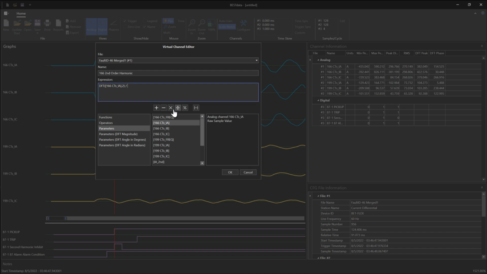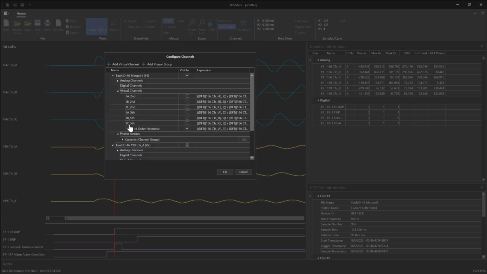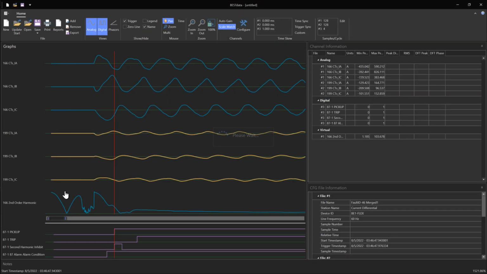Now I'm going to divide that by the fundamental, so I do the same thing, grab the same channel, but this time I'm going to be looking at the first order, so I put a 1 in there. And lastly, for this particular algorithm, I'm going to multiply it by 100, so my percentage comes out as a number from 0 to 100 instead of 0 to 1. So once I click OK, then it has created that virtual channel. I click OK here, and then it shows me on my sine waves.